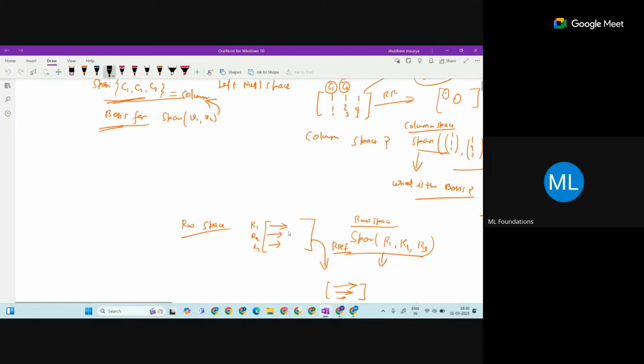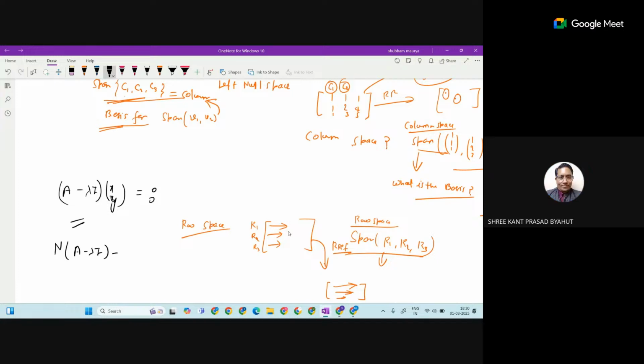So the meaning is, if you want to find the eigenvector for a matrix A, suppose lambda is an eigenvalue, so we used to solve like this: AX minus lambda X is equal to 0. They're the same. We are actually trying to find the null space of it.